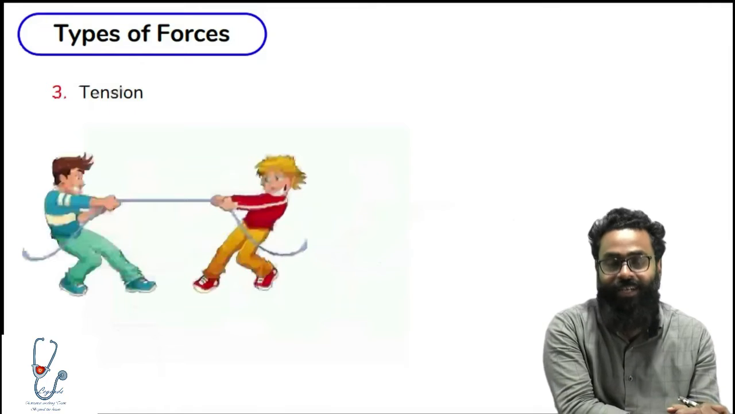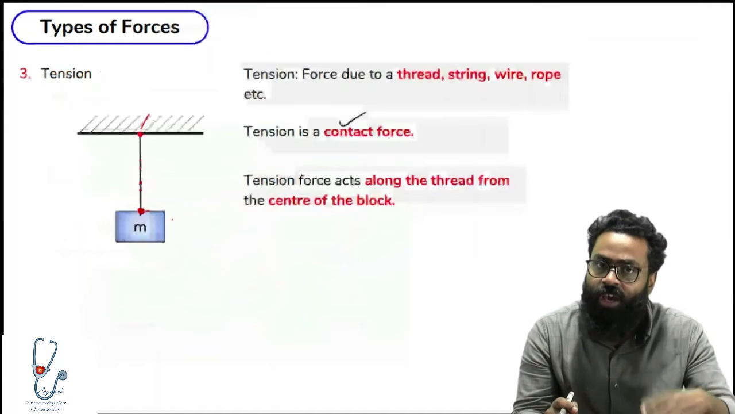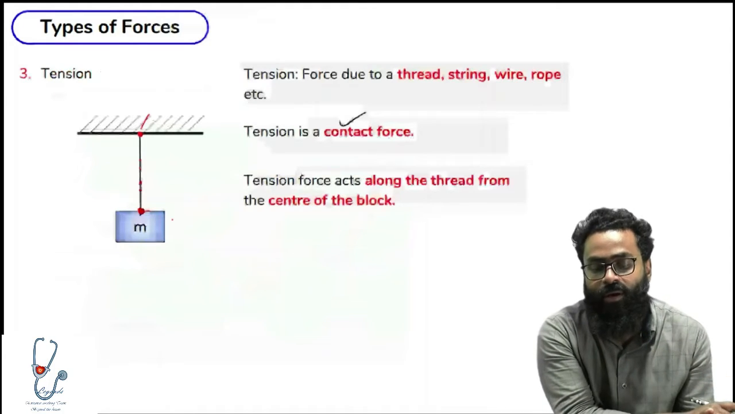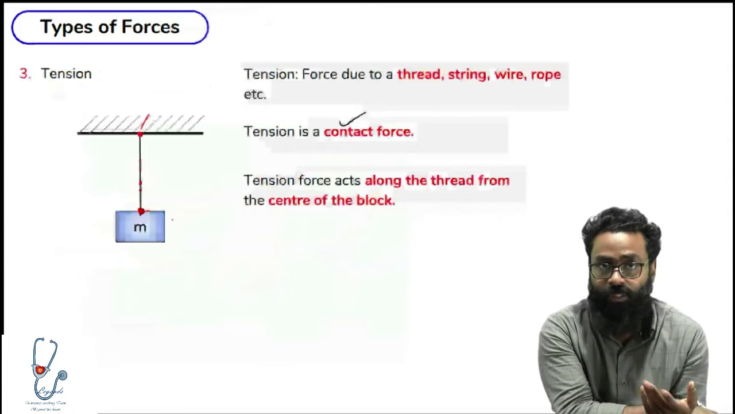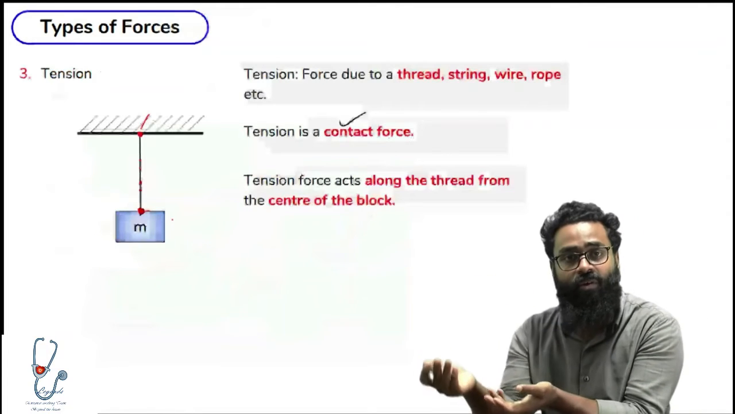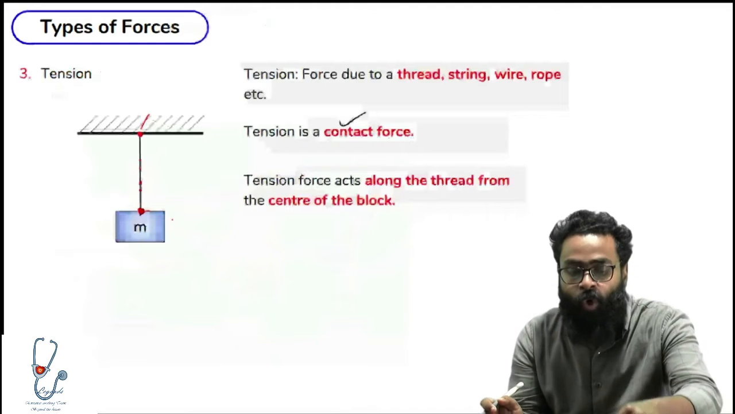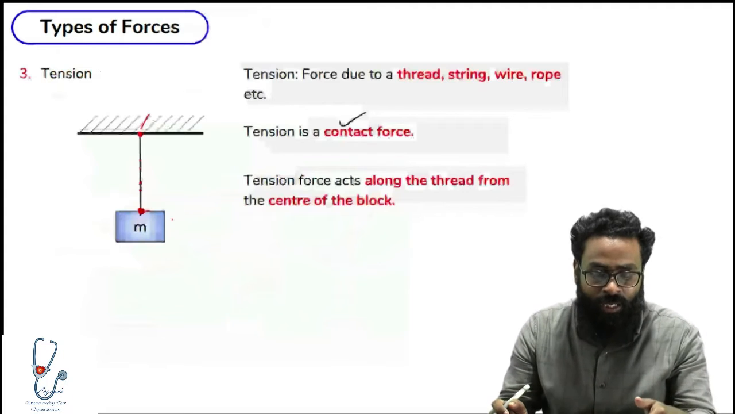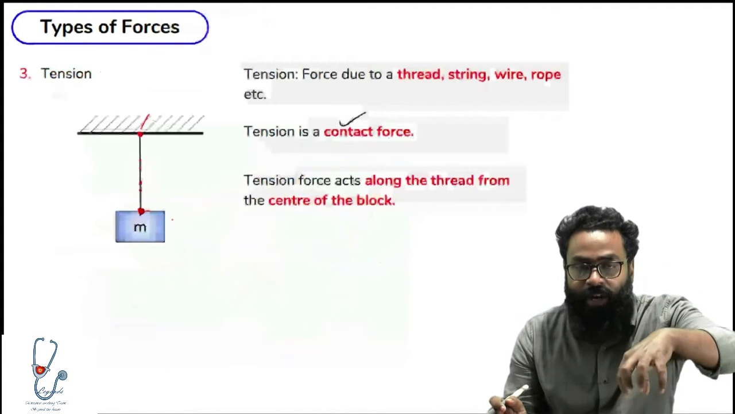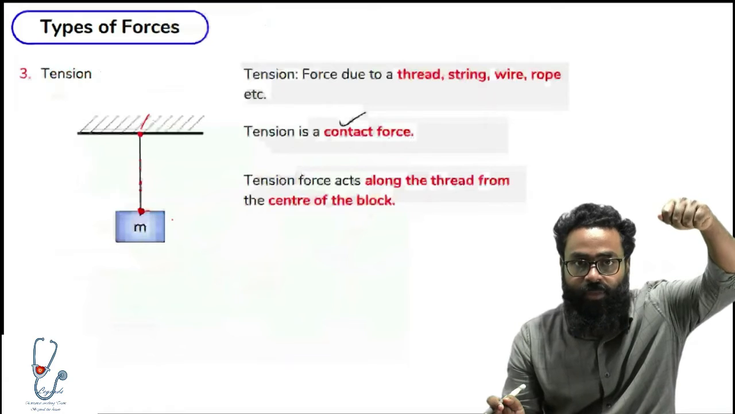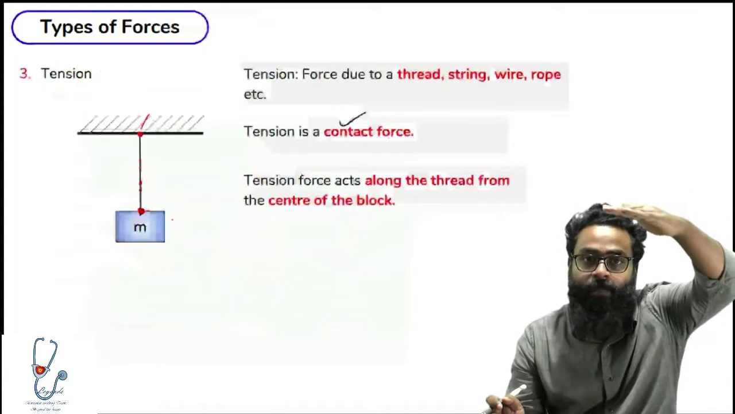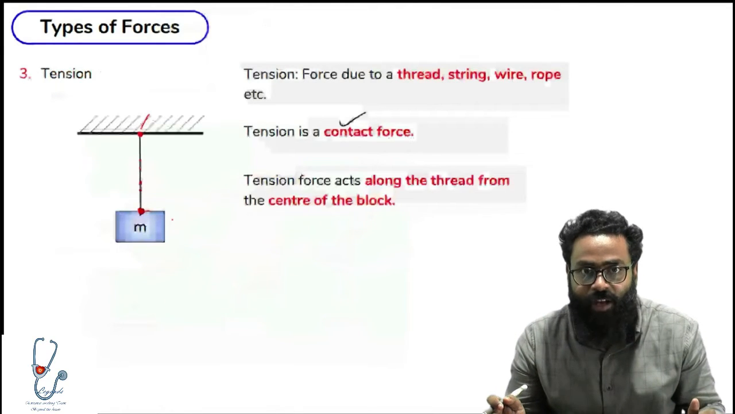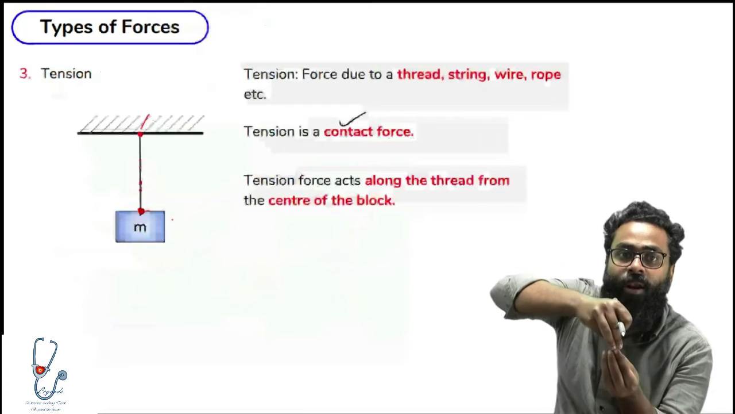What is meant by tension? Tension is also called a force. Tension is the force due to a thread, string, wire, rope, etc. Simply, tension is another word for force due to a thread or string, wire or a rope. Then you can see that a weight is hung with a string. Okay, clear that? Then tension is a contact force. There will be an object and the string is in contact with it.